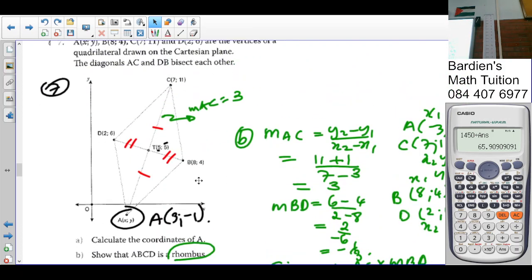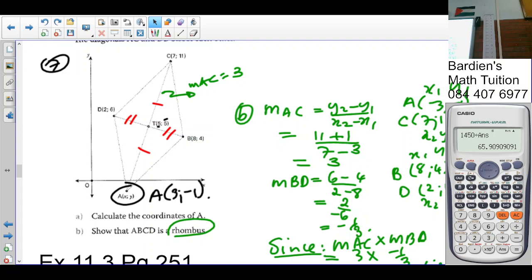What other shape is that information evident in? A rectangle? Not a rectangle. A rectangle's diagonals don't bisect each other perpendicularly. It's only in a kite, square, rhombus. Could that be a kite? No, why? The diagonals don't bisect each other in a kite. Can you see that? So this couldn't be that.